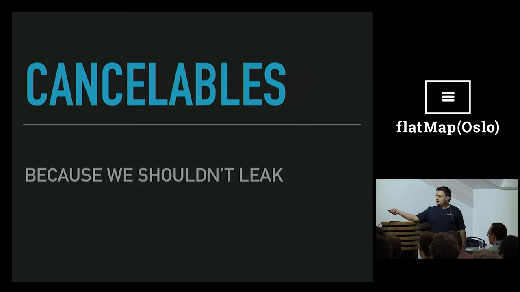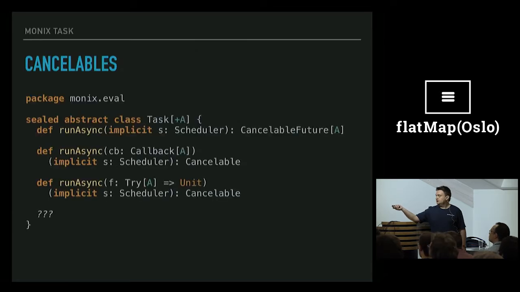So one design trait of cancelable of task is that I've made it cancelable. Upon evaluation, if it's asynchronous, then it should be canceled if possible. These are the three overrides of run async. One returns a future, but it's a cancelable future. This is a type described also in Monix. It inherits from future. I mean, it's common sense, going from future to cancelable future is just one step, right? And we can have callbacks like with onComplete and sidestep the whole future thing.